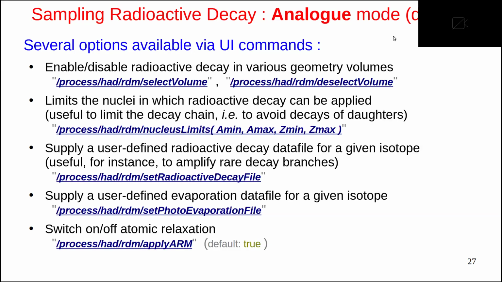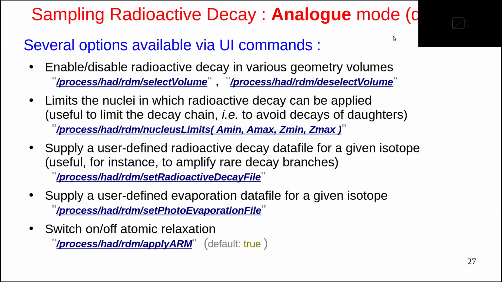Okay, so let's continue. The radioactive decay has two ways to use it. One is by default the analog mode. Analog means the normal way, as close as possible to what is happening in nature. And it is still possible via UI command to somehow fine-tune the way to use this radioactive decay in practice.